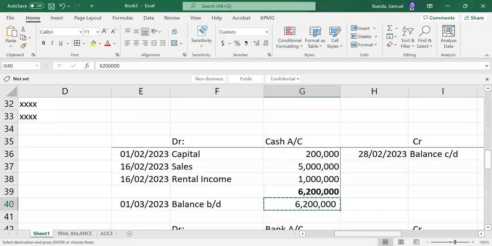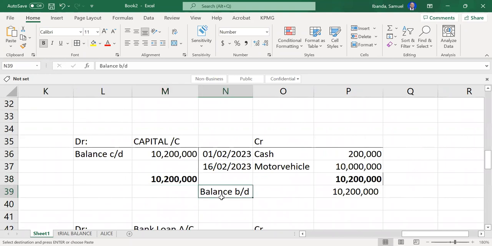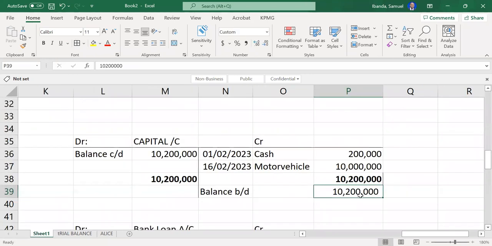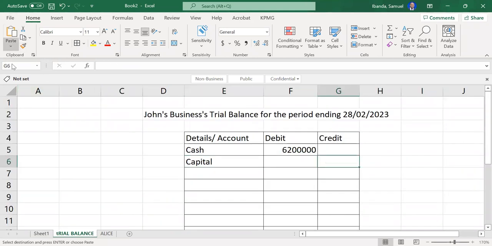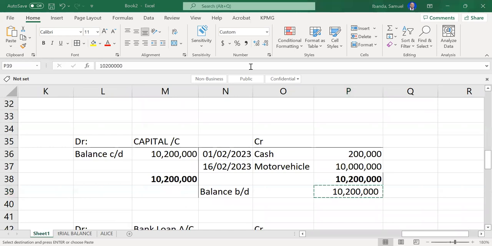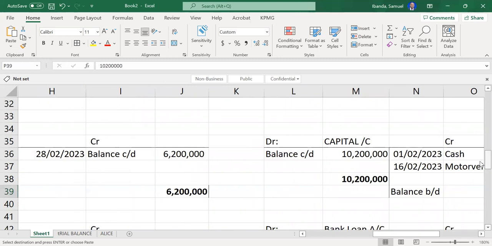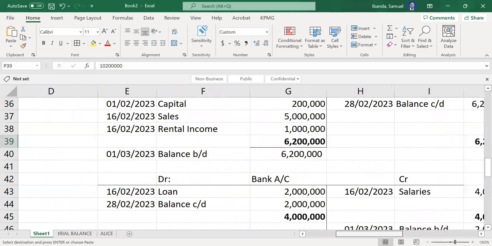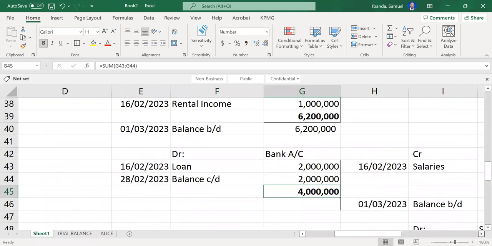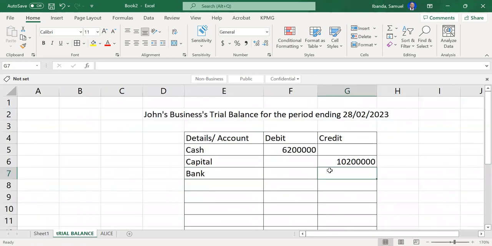I can come to my second account here, which is capital. Capital has the balance brought down on the credit side. So I'll record capital and I'll record the 10.2 right here on the credit side. And I'll move again to another account as part of what I have. Another account that I have here is bank. So I'll come and record bank. My bank has a balance brought down on the credit side of 2 million. That is what I have.